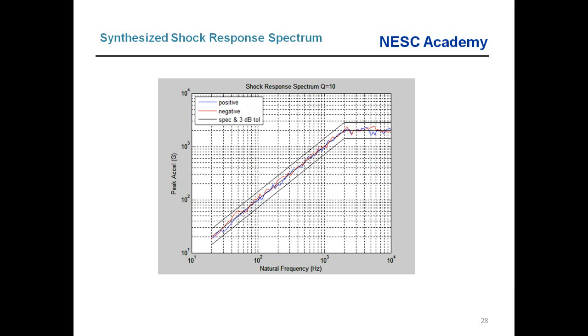And of course we also need to check the SRS specification. So here we have SRS, Q is equal to 10, as indicated on the title. Peak acceleration in G along the y-axis, natural frequency in hertz along the x. Then we have the three black lines. The middle black line is our nominal specification. We have plus and minus 3 dB tolerance bands, and the positive and negative curves are within those tolerance bands. So that's all looking good.